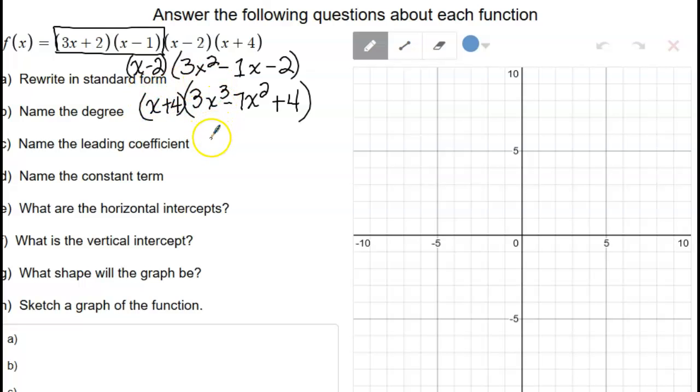So x times 3x cubed is 3x to the 4th. x times negative 7x squared is negative 7x cubed. x times 4 is positive 4x. And then we distribute the 4 through. So 4 times 3x cubed is 12x cubed. So when we combine that with this one, that's going to give us a positive 5x cubed.